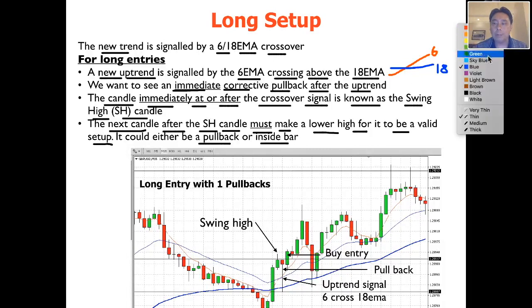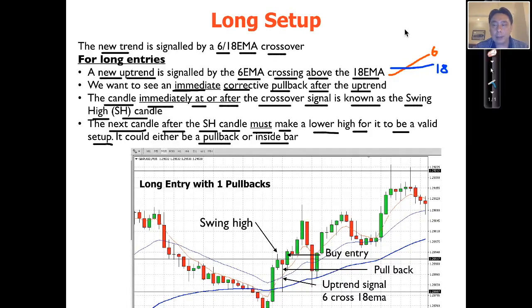Now here's the really important part. Right at the cross, okay, it says here, right? So it says here, the candle immediately at or right after the cross over is known as the swing high candle. So in other words, right at that cross, we need to have a candle that appears, and we call this the swing high candle.